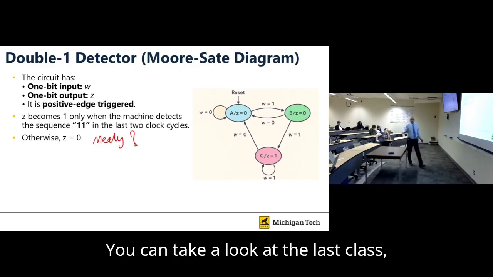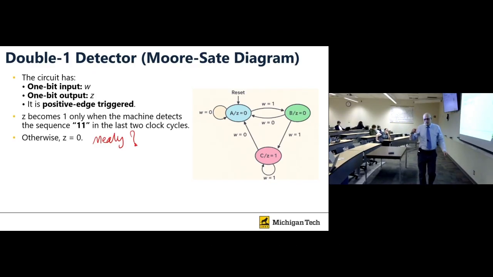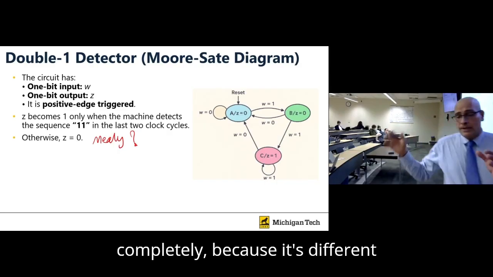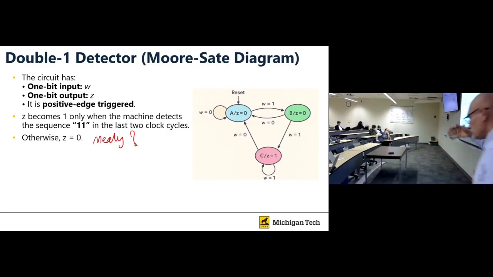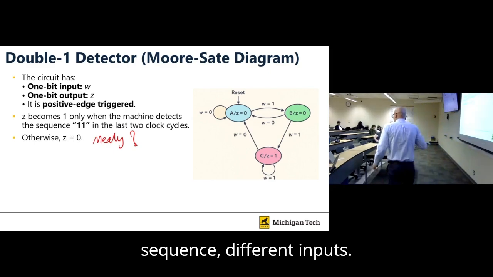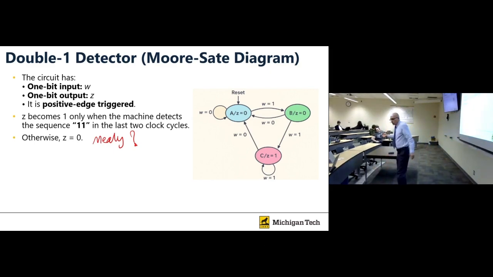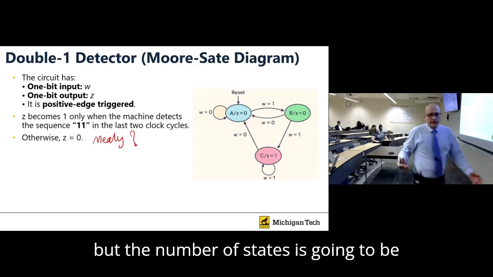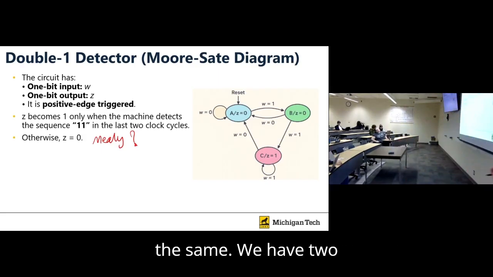You can take a look at the last class because it's going to be similar, not completely, because it's a different sequence, different inputs. So it's going to be a little different, but the number of states is going to be the same. We have 2 bits to detect.